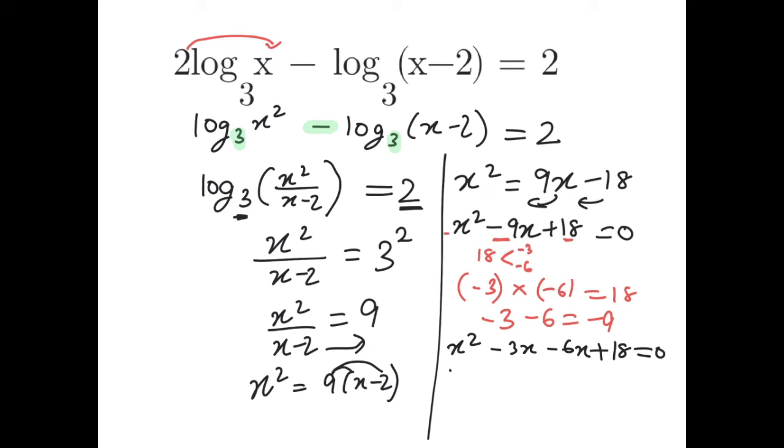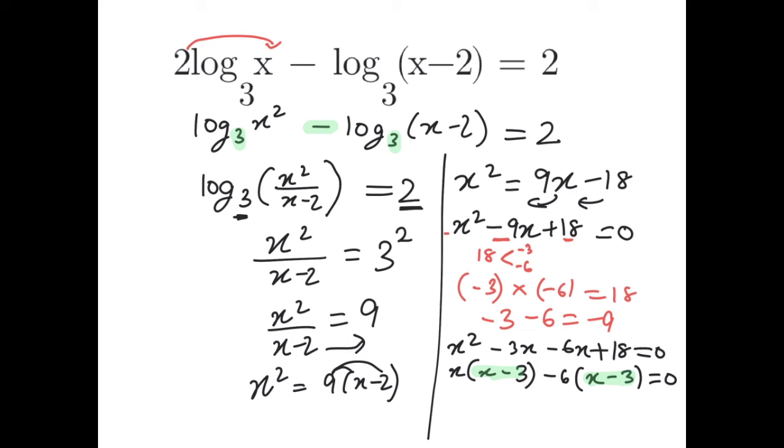We take x common, so we get x here. X squared divided by x, we get x. And negative 3x divided by x gives us negative 3. And over here, if we take negative 6 common, we get negative 6 here. Negative 6x divided by negative 6 leaves us with x, and 18 divided by negative 6 leaves us with negative 3. And as we can see here, these two expressions are the same.